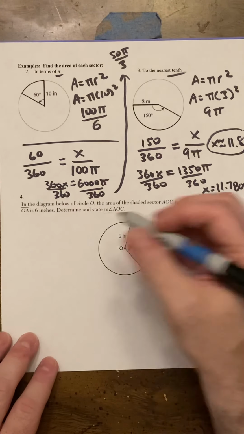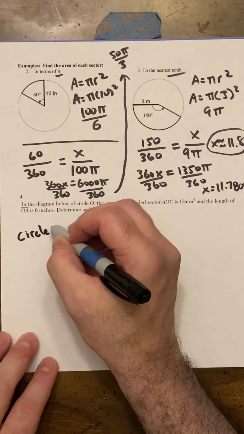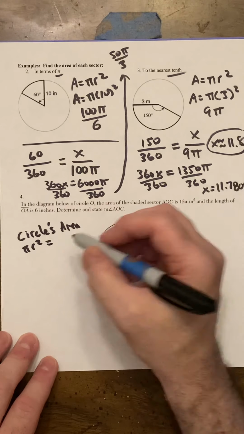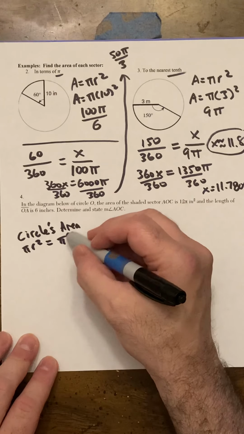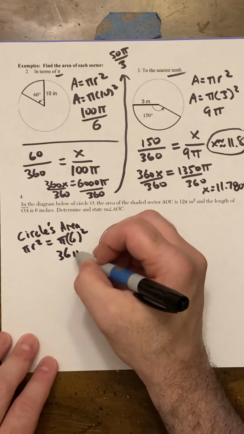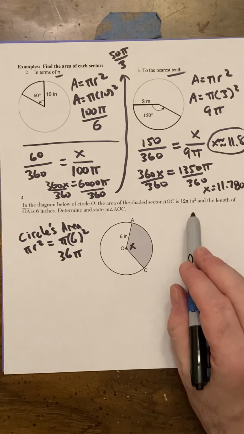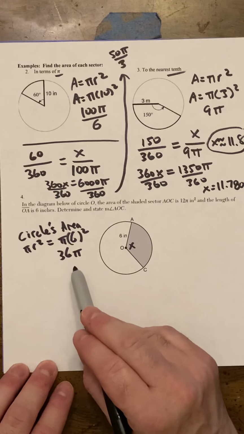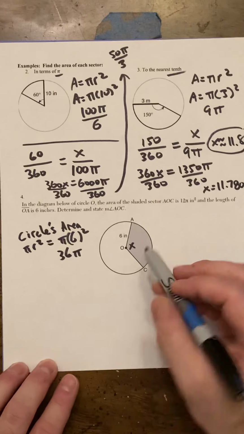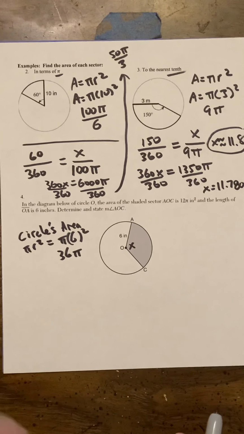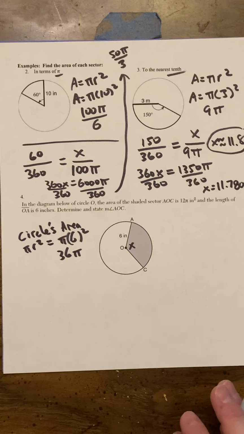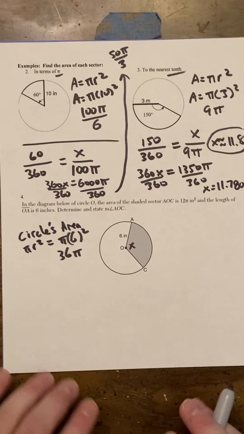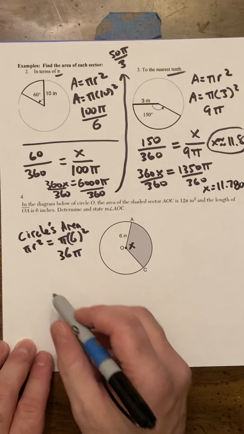So we could easily find the circle's area. Remember, circle's area is pi r squared, which is going to be pi times 6 squared, or 36 pi. Now, the sector area is 12 pi. The total area is 36 pi. So this angle should be 1/3 of a whole circle. What should 1/3 of a whole circle be? You might be able to answer that in your head, or you can go to the formula.